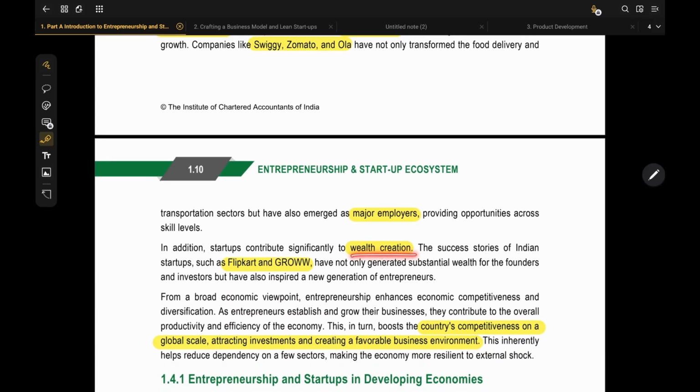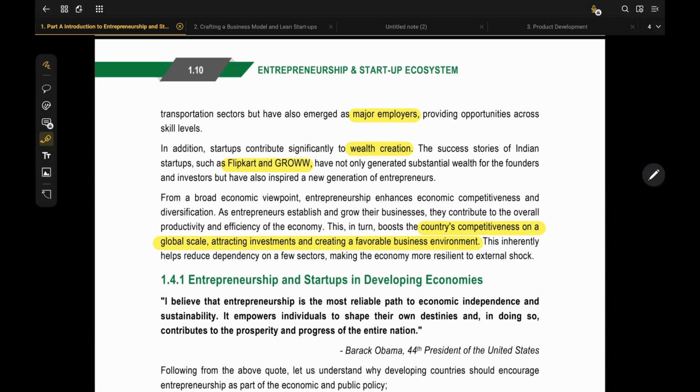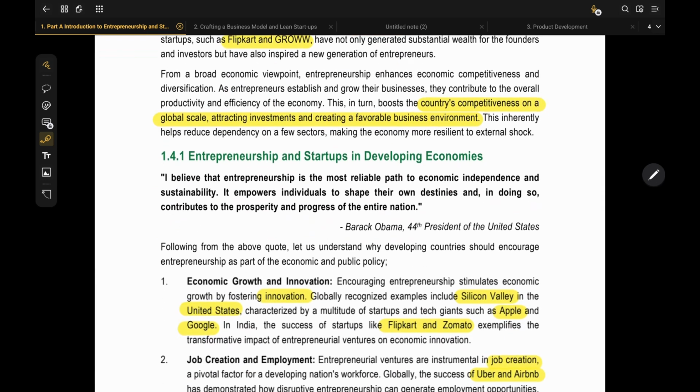And then startups contribute to wealth creation. Like Flipkart, Groww, these are also Indian startups. They generated substantial wealth for the founders and also inspired many people to come into entrepreneurship. And then it will increase the country's competitiveness on a global scale. On the global level, India can say that we have this much innovation, we have a lot of ideas, we have a very high amount of resources, we have created this many jobs, we have this much economic growth. Like that they can say and attract foreign investment. So this will create a favorable business environment.